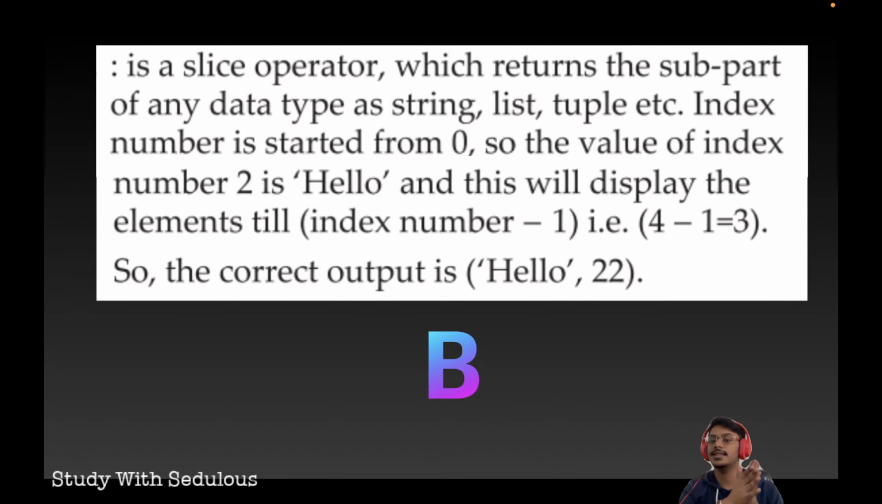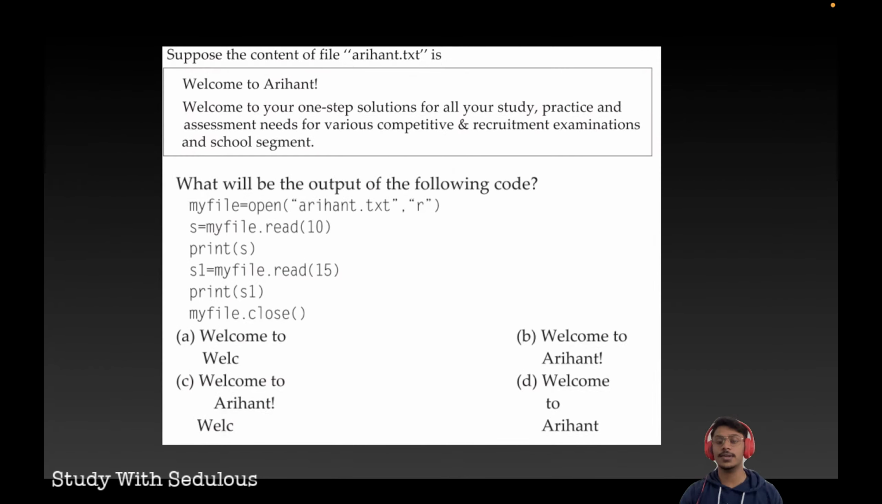What will be the output of the following code? My file is equal to open arihant.txt, r, s is my file.read 10, print s, s1 is my file.read 15, print s1, my file.close. If we open a file, we have to close it. My file is open, at last we have closed it with my file.close. And what do we want?